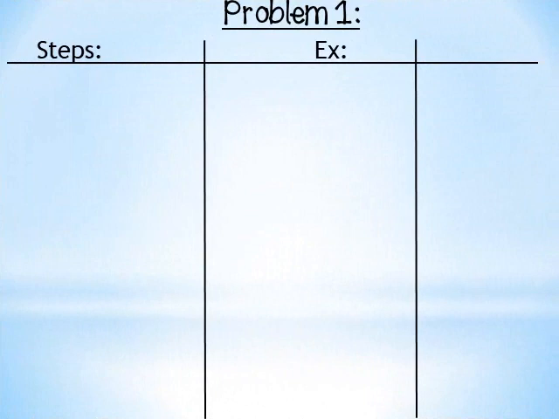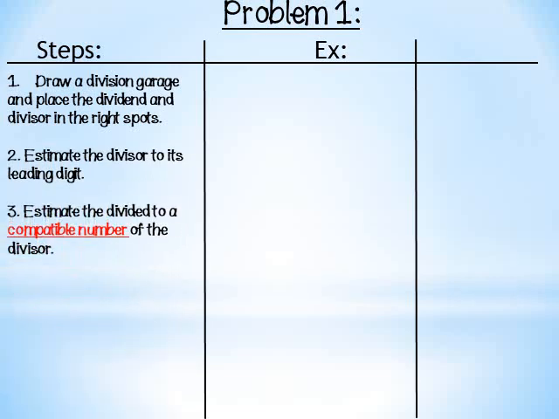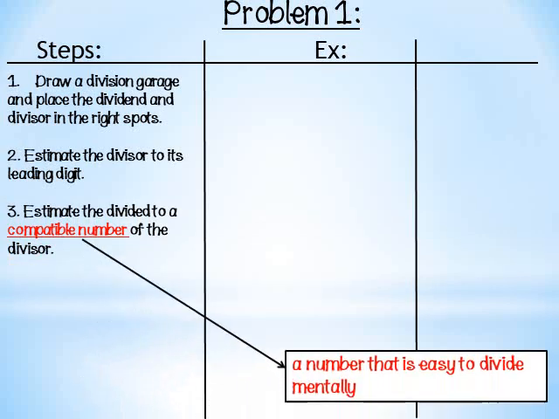Problem 1 has two examples that we're going to run, but before we do that, let's start with the steps. Step 1, draw a division garage and place the dividend and divisor in the right spots. Step 2, estimate the divisor to its leading digit. Step 3, estimate the dividend to a compatible number of the divisor. A compatible number is a number that is easy to divide mentally.